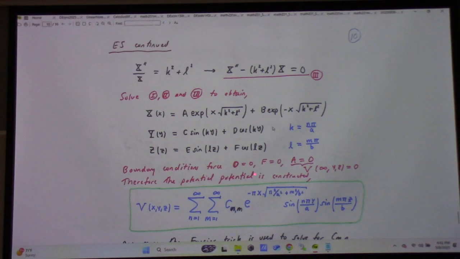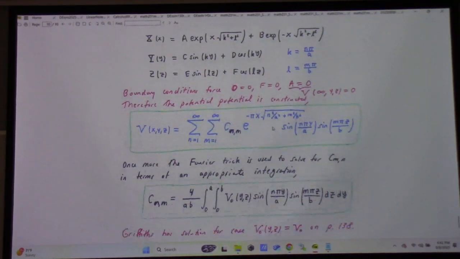But d is 0, f is 0, and a is 0 because of the respective boundary conditions in x, y, and z, and that just leaves us this for our potential. And to get past the potential phase, we'd have to do the Fourier trick again, but instead of eliminating one sine, we have two sines, which means we're going to have to multiply by sine not once, but twice, and integrate not just with respect to y, but also with respect to z, in order to isolate these coefficients and find the potential. So that looks like this.